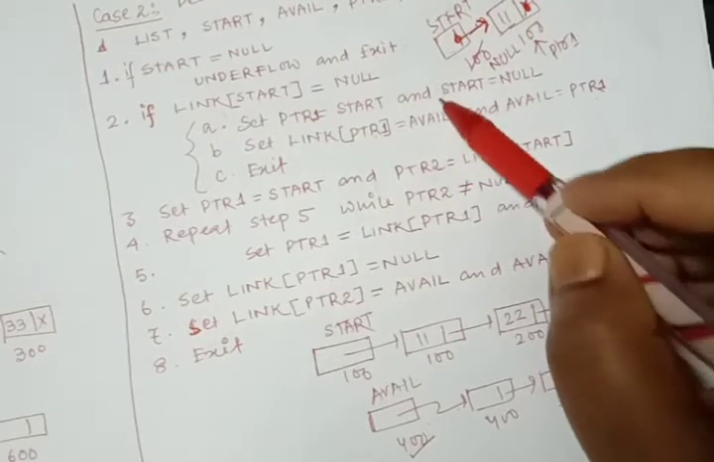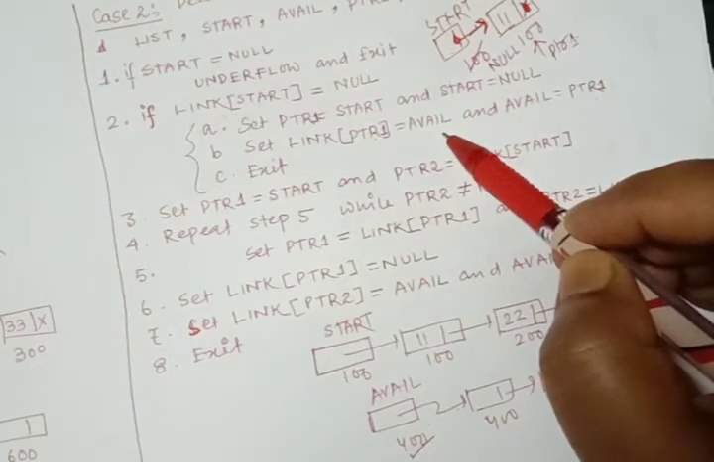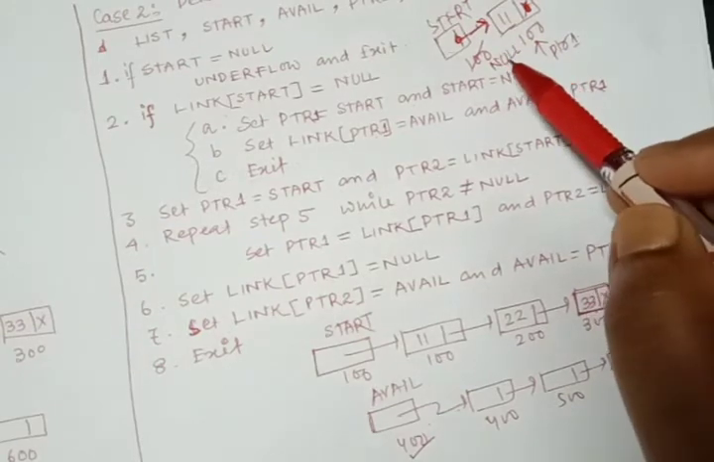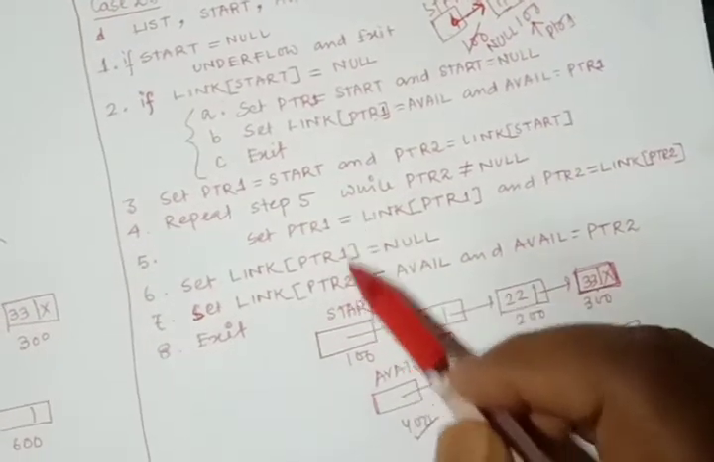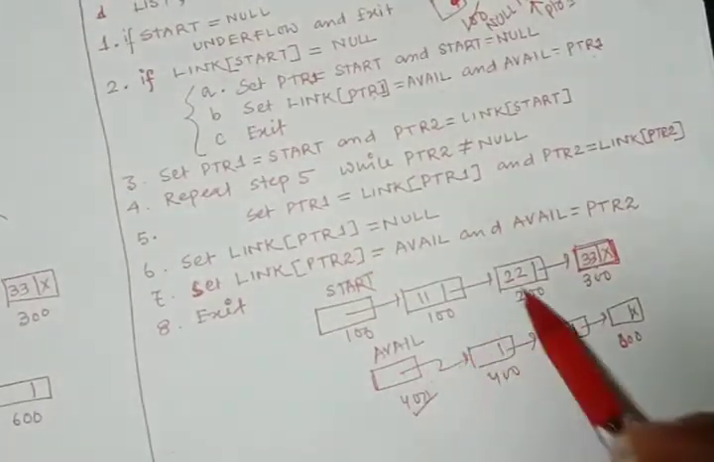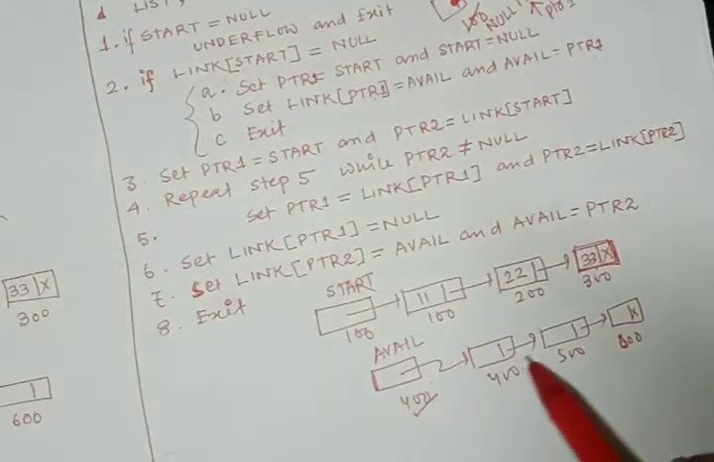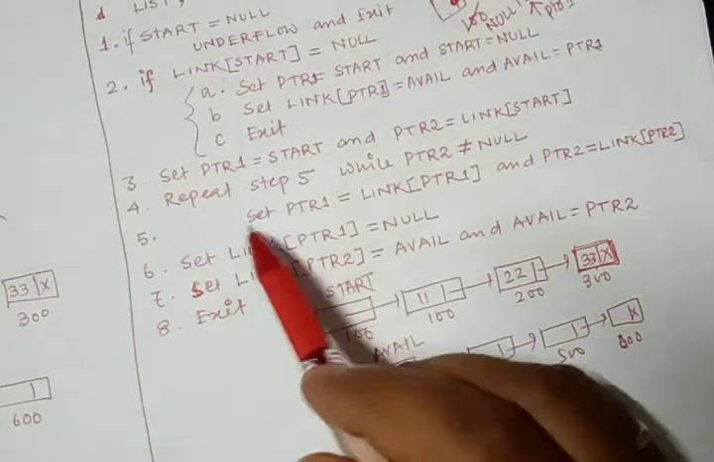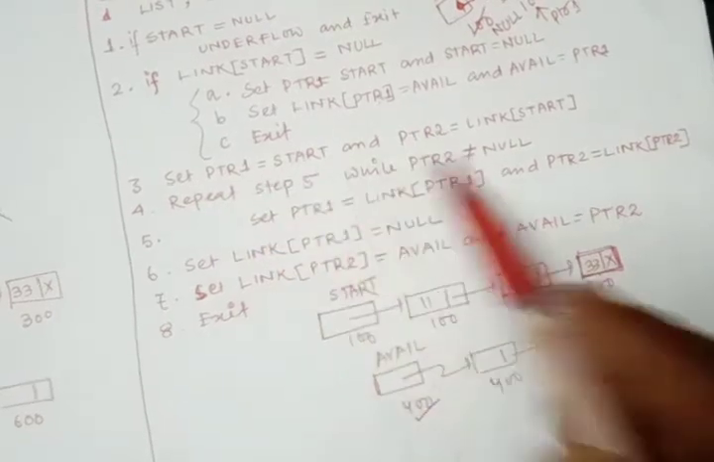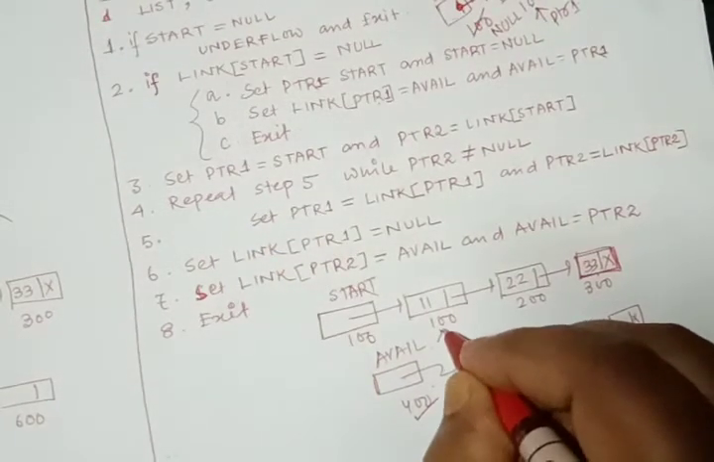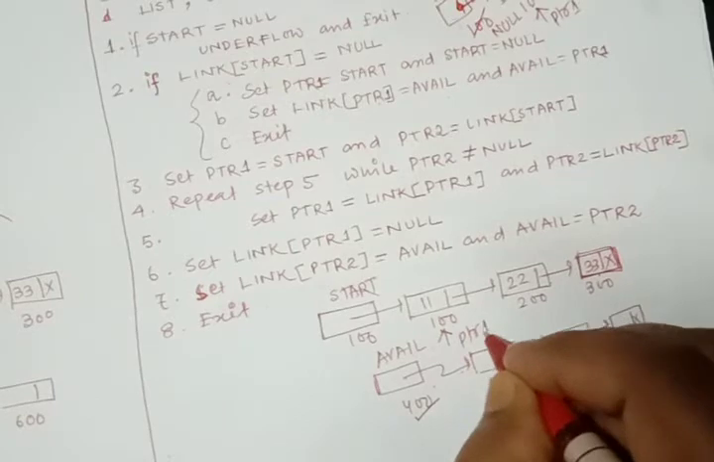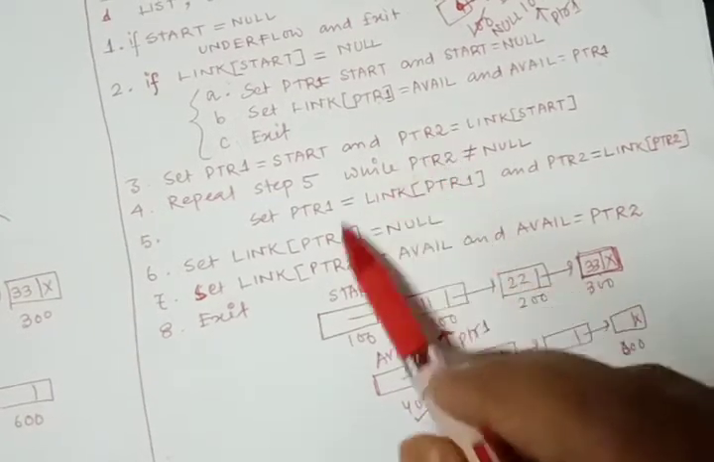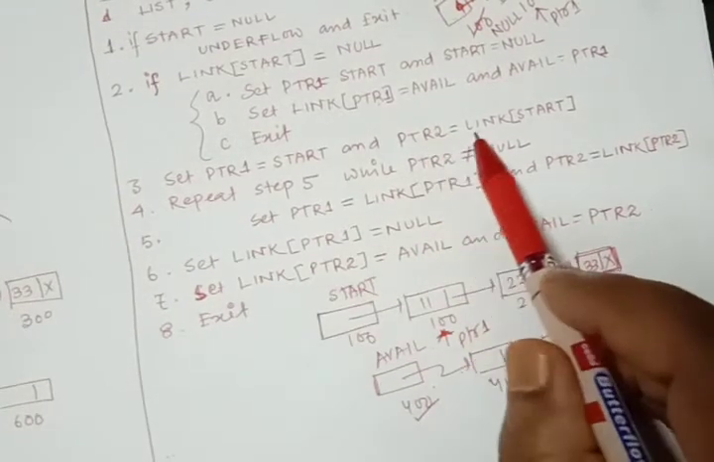So these three steps will execute if the list contains only one node. And if it contains more than one node, then this will work. Here I have designed one used list and avail list, and this list contains three nodes. Now see, set ptr1 equal to start. ptr1 equal to 100, and 100 is the value of starting address, start, and ptr2 equal to link of start.